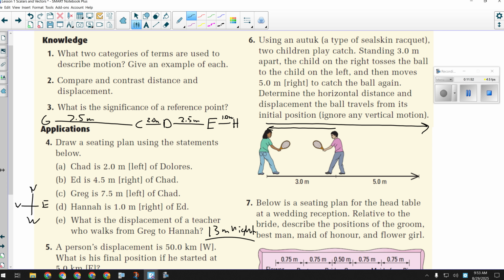A lot of people just do 5 plus 3 and they're like, I'm done. Okay, that's how far I went. But they forget that the ball started here. This was the initial position of the ball. So the displacement is just from here to here, 5 meters to the right because it started here. But the total distance it travels is 3 plus 8, for a total of 11 meters.